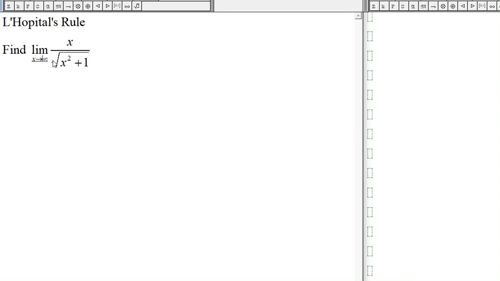So here we want to find the limit of x divided by the square root of x squared plus 1 as x approaches infinity. And so we'll let x approach infinity, then the top will go to infinity, and the bottom will go to infinity, since the square root of infinity is just infinity. So we get the indeterminate form of infinity over infinity, and then we can use L'Hopital's rule.